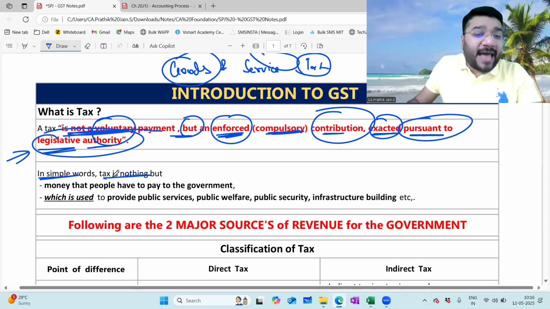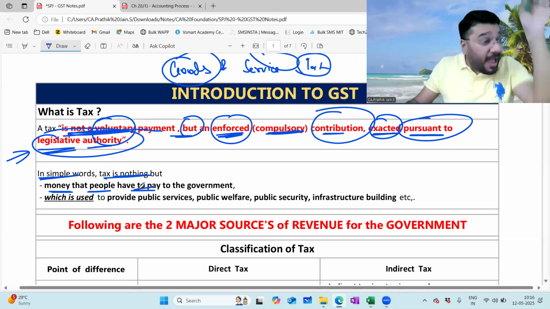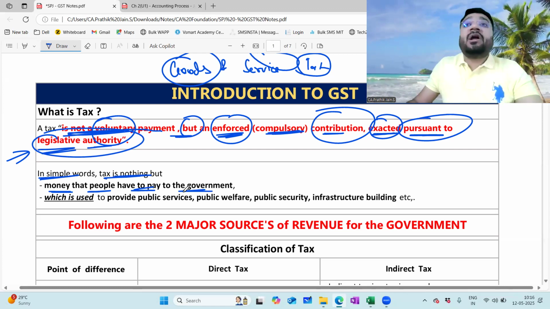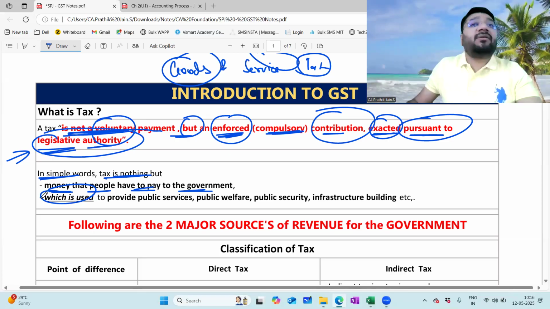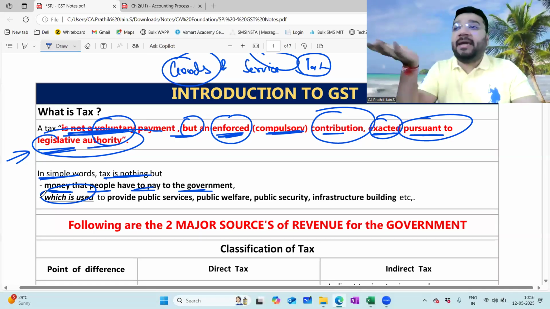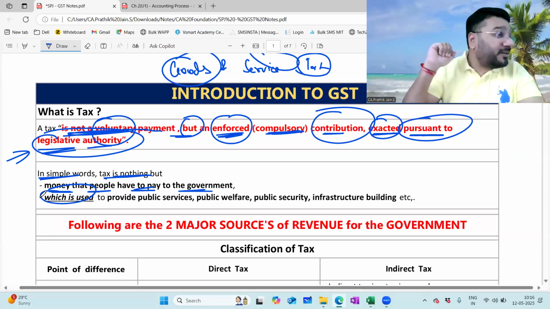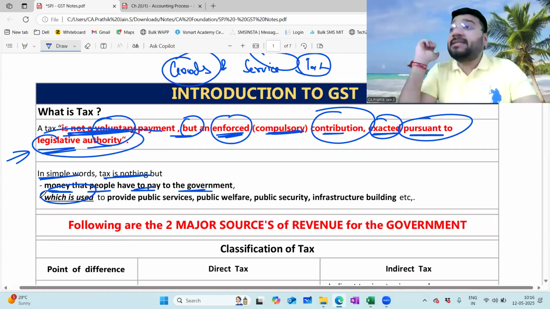In simple words, tax is nothing but money that the people have to pay to the government. Government here means both central government and state government. Now the question is, sir, why do we have to pay? Why do we have to pay the tax to the government? Multiple reasons I can give you.